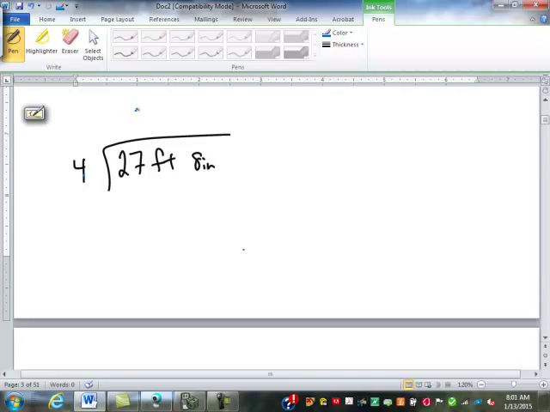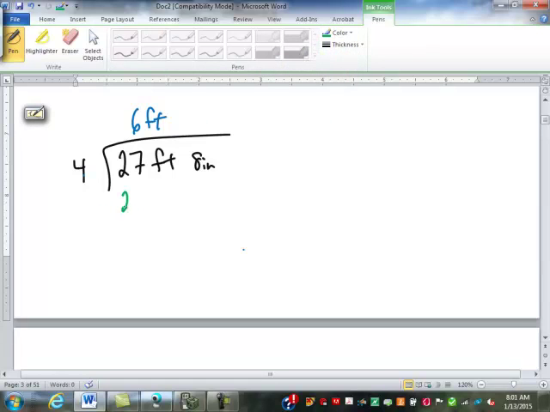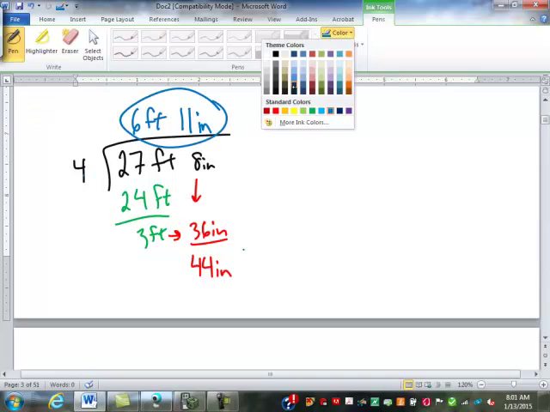4 goes into 27 6 times. Make it 6 feet. What's 6 feet times 4? 6 times 4 is 24 feet. That means there are 3 feet left over. Now here's where this changes a little bit from our regular long division. Before I can bring down the 8 inches, I have to convert these 3 feet into inches. How many inches is that? 36. Now I bring down the 8 and combine it with the 36 to get 44 inches. What's 44 inches divided by 4? 11. So 6 feet, 11 inches.